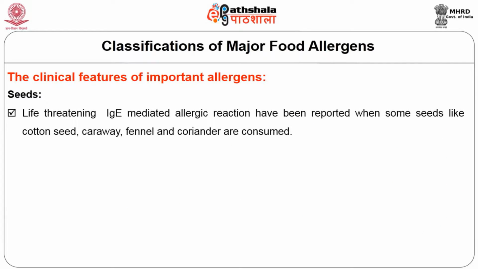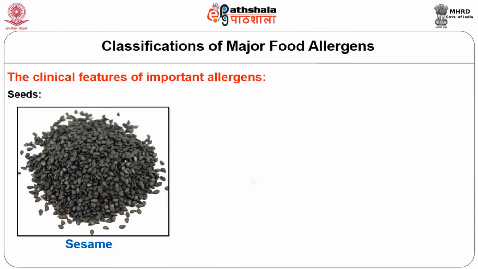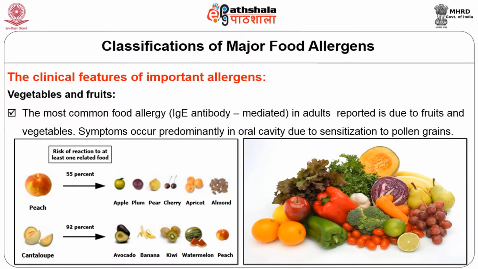Life-threatening immunoglobulin E mediated allergic reactions have been reported when some seeds like cottonseed, caraway, fennel and coriander are consumed. There are also reports of certain allergic symptoms to sesame, sunflower and mustard seeds. The most common immunoglobulin E antibody mediated food allergy in adults is reported due to fruits and vegetables. Symptoms occur predominantly in the oral cavity due to sensitization to pollen grains.